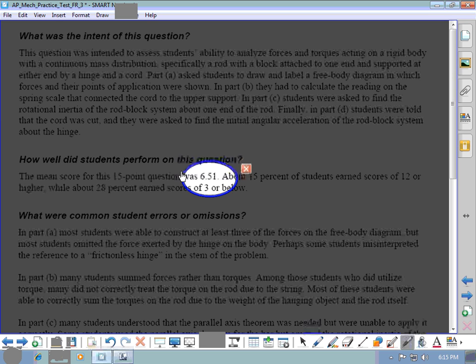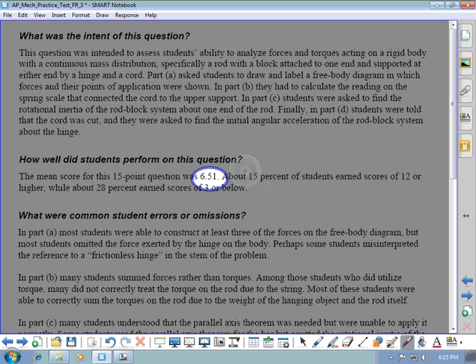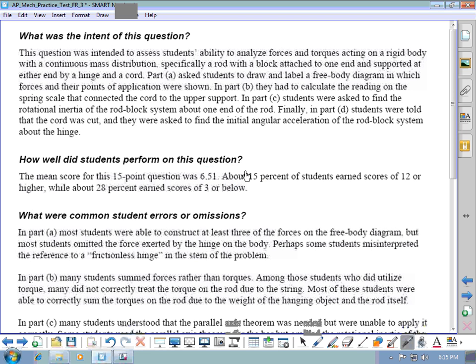That was actually fairly low. Again, I said that if you understand rotation pretty well, you should easily get 10 or more points on this. And if you did, you would be ahead of the national average, and that's ultimately what you want to be. If you want to be in that 4 or 5 range, you definitely want to be above the national average on the majority of things.